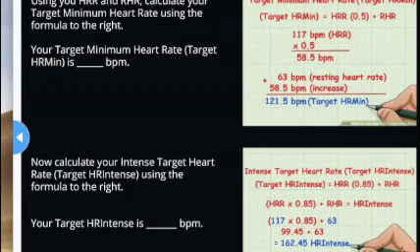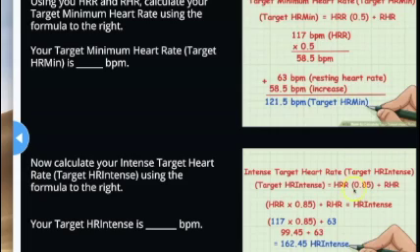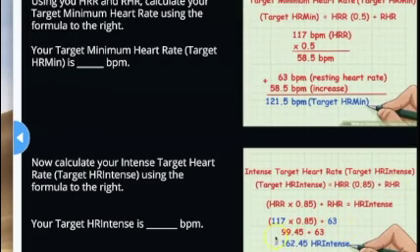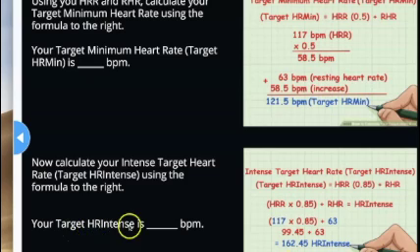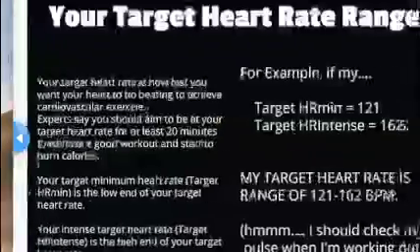You are going to do a similar formula now and calculate your intense target heart rate. All right? So this time you take your HRR and you multiply it by 0.85, and then you add your resting heart rate. That number is your target intense heart rate. Okay? Make sure you write down both of those numbers in your notes. Moving on.